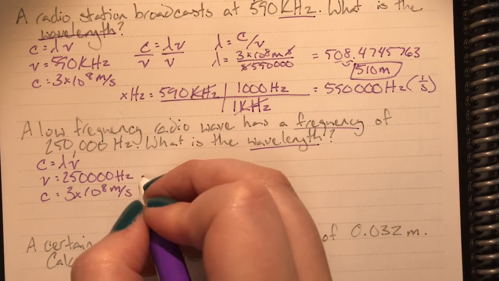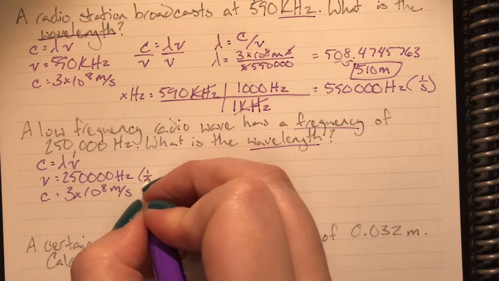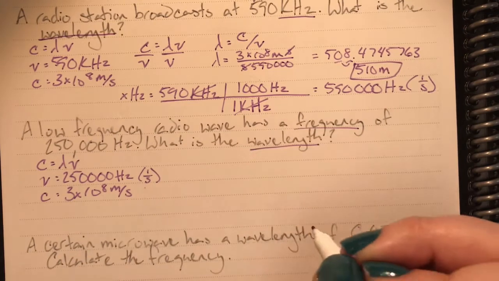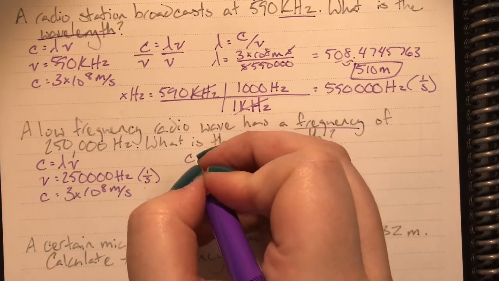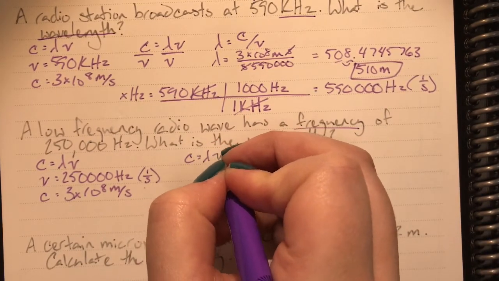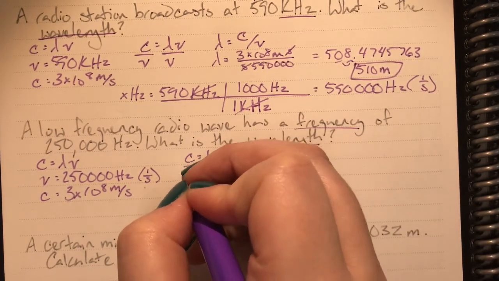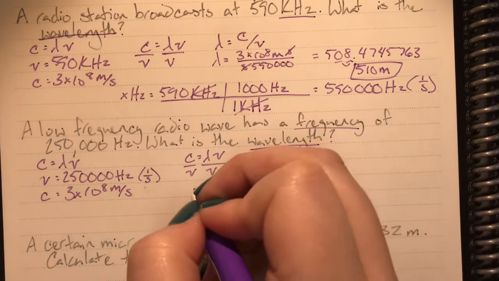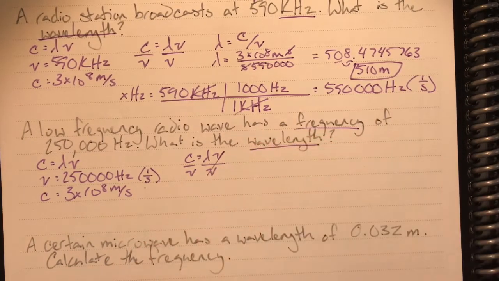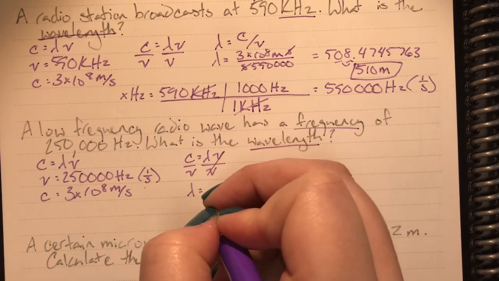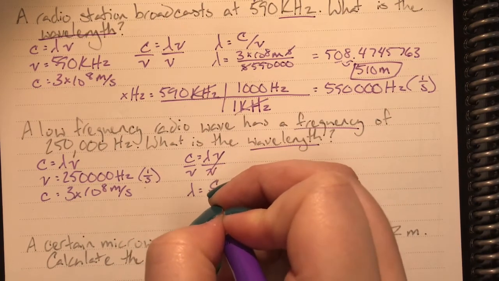Hertz is already appropriate. Remember that hertz is per second, so I'm already in an appropriate unit. So actually the only thing that I need to do is go ahead and solve the equation for lambda. So I see that lambda and nu are multiplying, so that means I just need to divide both sides by nu. And that will allow nu to cancel, leaving me with the equation lambda is equal to the speed of light divided by nu.